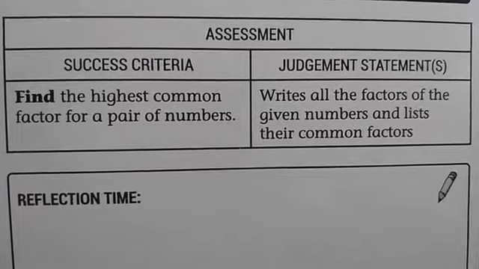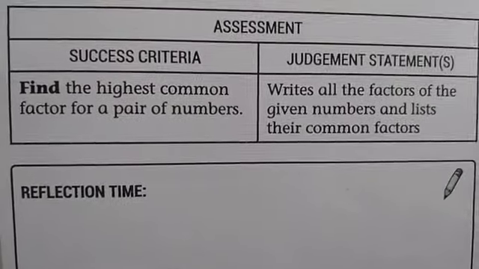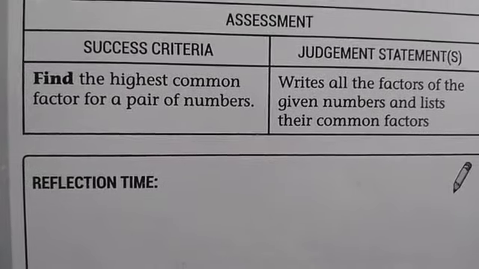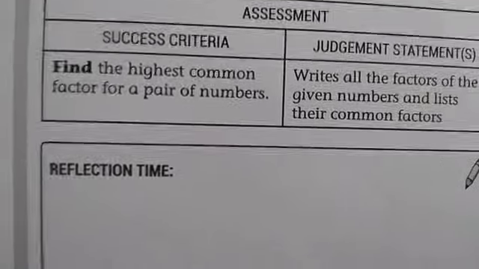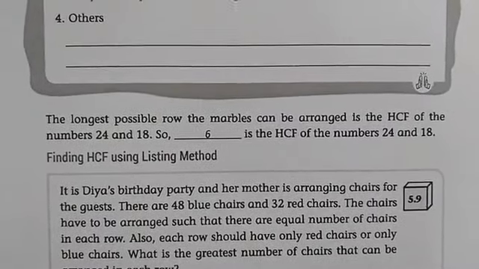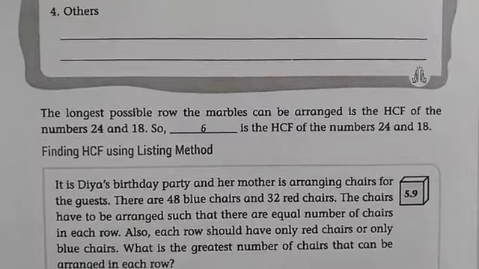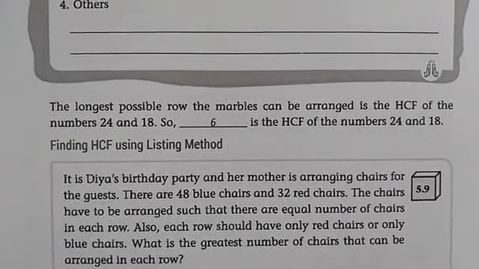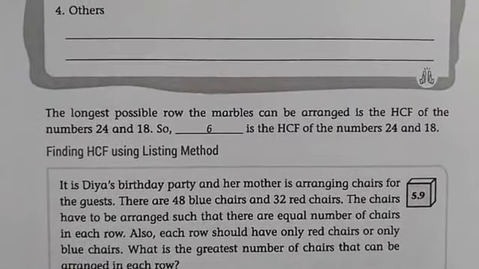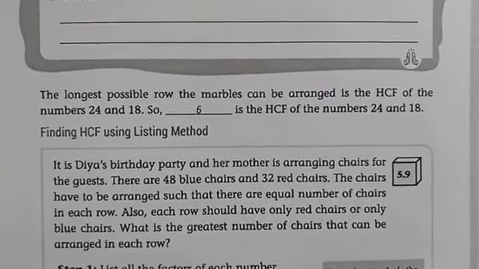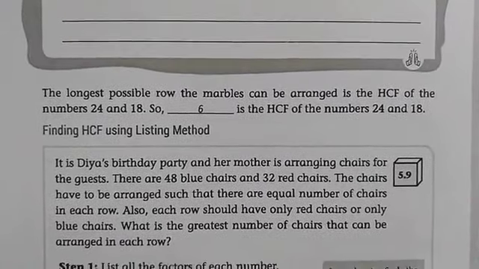Write all the factors of the given numbers and list their common factors. 2 examples I already said, like this you have to do. Okay. Next, the longest possible row the marbles can be arranged is the HCF of the numbers 24 and 18. So 6 is the HCF of 24 and 18. Okay. Clear? What is the answer? 6.